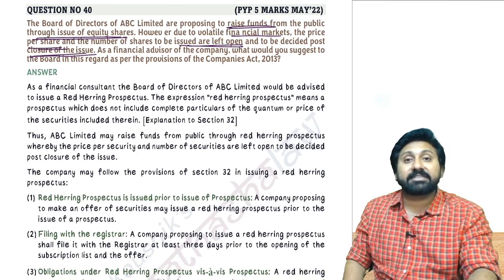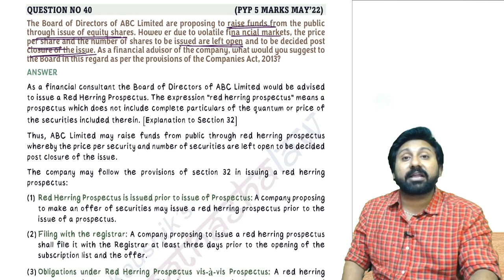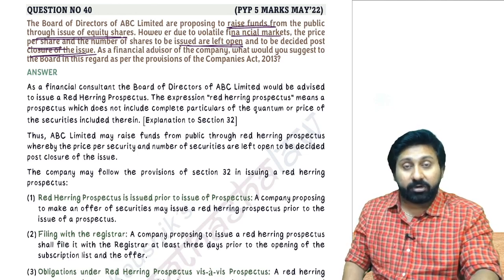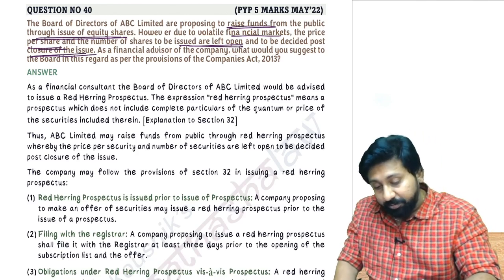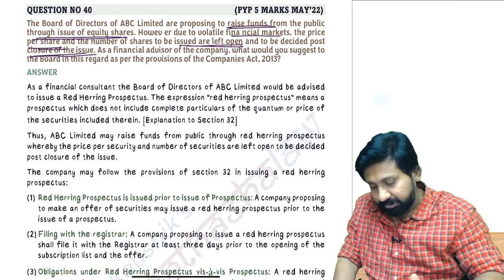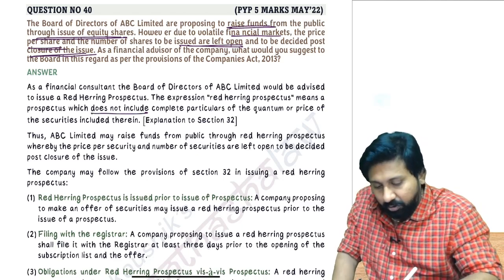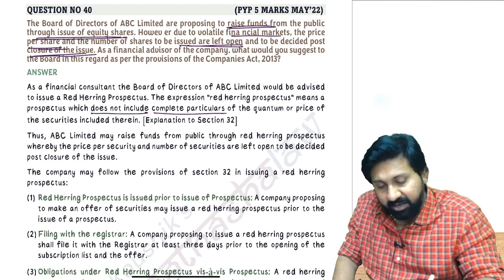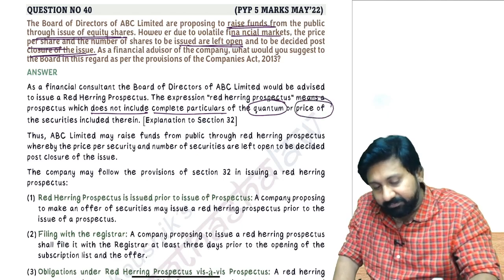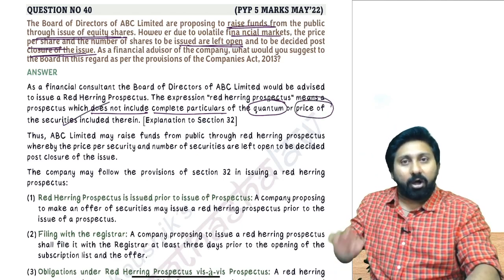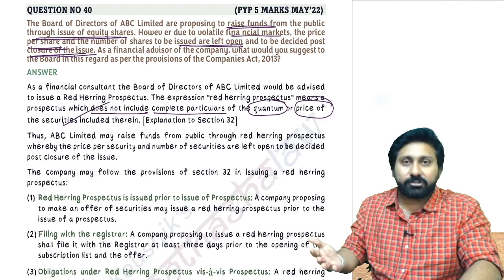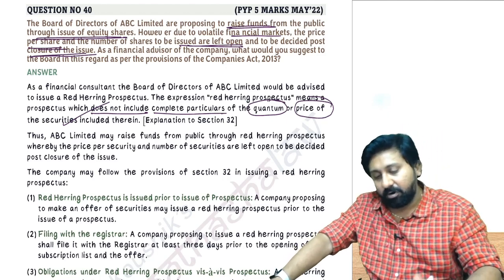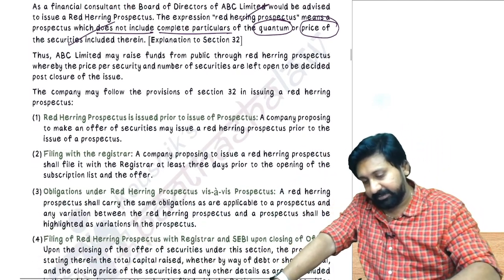A red herring prospectus is a prospectus which does not contain the complete particulars about the number of shares to be issued and the amount at which it should be issued. So it does not include complete particulars of the quantum or price of the securities included. So how many shares to be issued, at what price, will not be there anywhere in the prospectus. Such a prospectus is called a red herring prospectus.